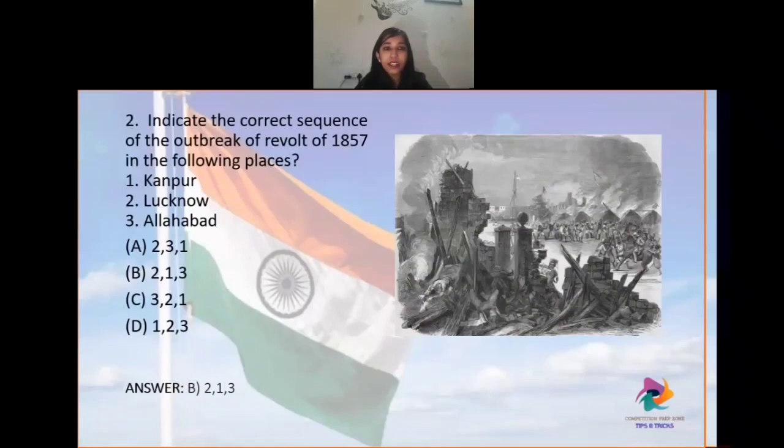The second question: indicate the correct sequence of the outbreak of the revolt of 1857 in the following places: first Kanpur, second Lucknow, Allahabad. They are asking about the sequence of the revolt of 1857. You can remember this keyword and go with the second option, Lucknow, which came first, then Kanpur, then Allahabad.